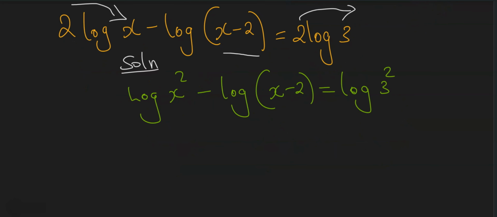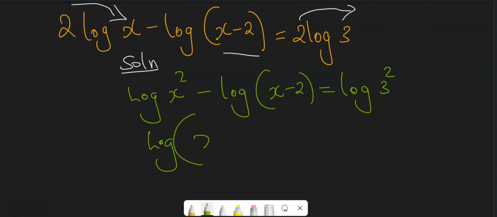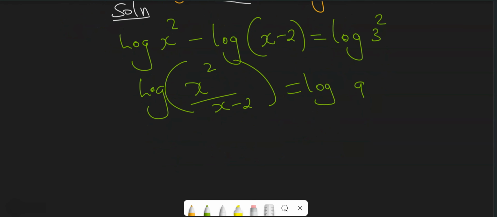But now remember the law of subtraction. This should give us x squared all over x minus 2 equals log of what? 3 squared is 9. To proceed, now we can do away with logarithms. So x squared over x minus 2 equals 9.